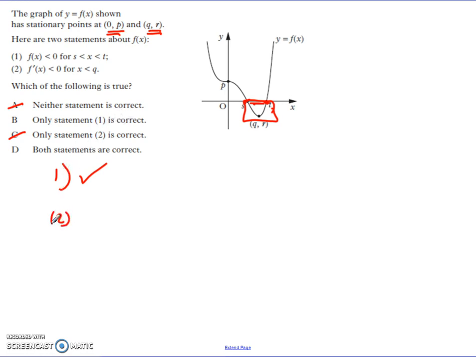The second one is f dashed of x is less than 0 for x less than q. Now remember, if the derivative is less than 0 for x less than q, that tells me the gradient is going to be negative, so my graph is going to slope this way.